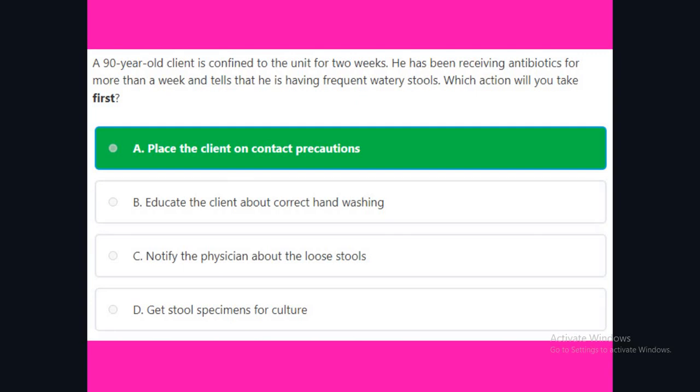Then a 90-year-old client is confined to the unit for 2 weeks. He has been receiving antibiotics for more than a week and tells you that he is having frequent watery stools. What action will you take first? Now this is again a direct question, a priority question, because they are asking you what action you will be taking first. Like place the client on contact precautions, I'll discuss this option for later. Second is educate the client about correct hand washing. This is okay.